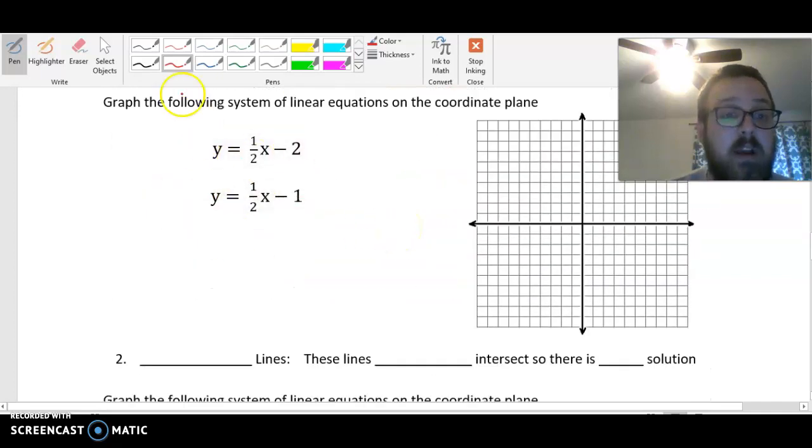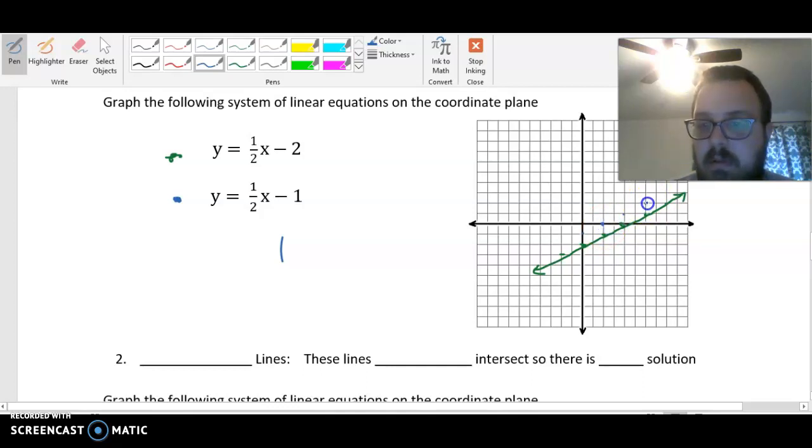For example, when I go to graph these two, this time we'll do green and blue. Let's start with the green one. We're going to start at -2 and then our slope is 1/2. So we're going to go up 1 over 2, up 1 over 2, up 1 over 2, and I can do that a couple times. If I want to go backwards, just do the opposite, so go down 1, left 2, and then I'll draw my line. Now I'll do it for the blue one here. We're going to go to -1, and do the same thing, up 1 over 2, up 1 over 2, up 1 over 2, over and over again.